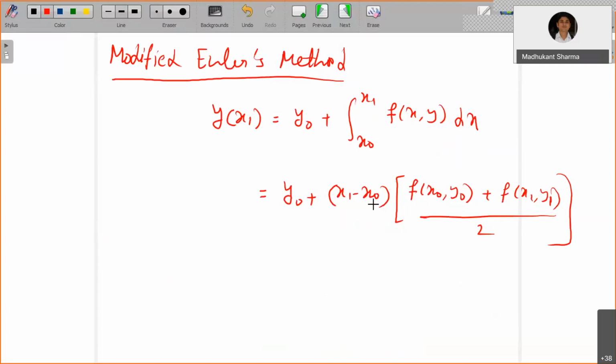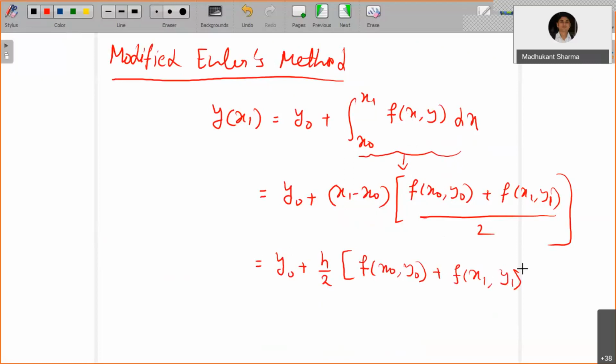So if you recall the trapezoidal rule, you have replaced this integral by using the trapezoidal rule. So that's going to be now equidistant points. So let's say y0 plus h by 2 times f of x0 comma y0 plus f of x1 comma y1 is equal to y1. Now the question arises: the right hand side also involves the unknown. Now what do you do? So this is not an explicit scheme, you can say.